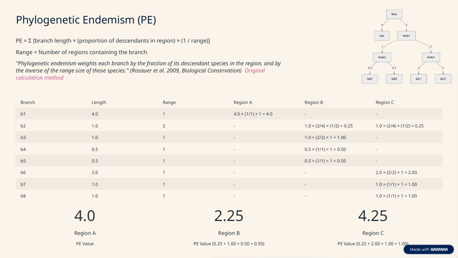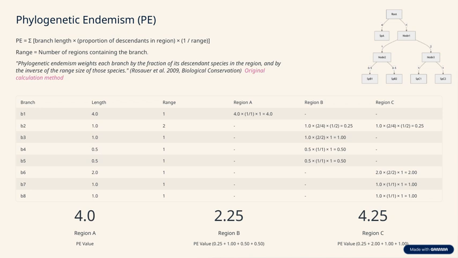The formula for PE involves summing up the contribution of each branch in the phylogeny. Specifically, for each branch, we multiply its length by the proportion of its descendants that are found in the region, and then by the inverse of the range size, that is, how many regions the branch occurs in.